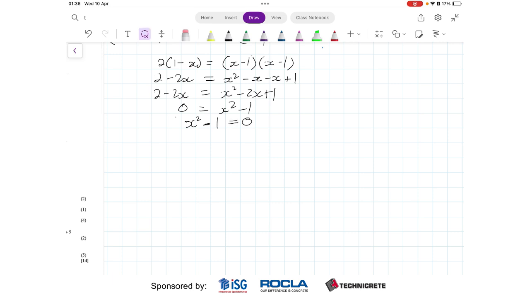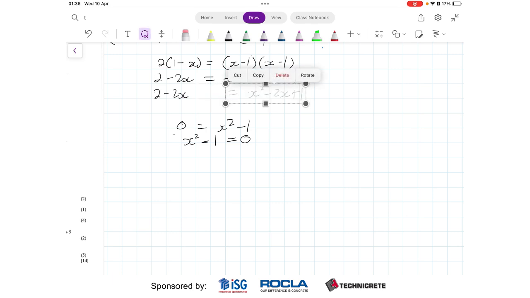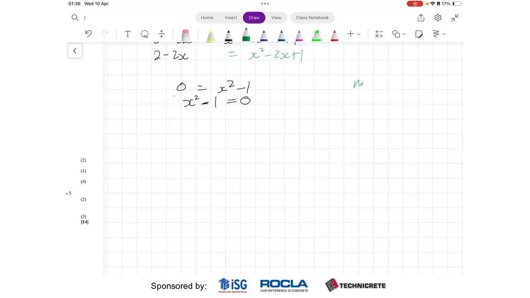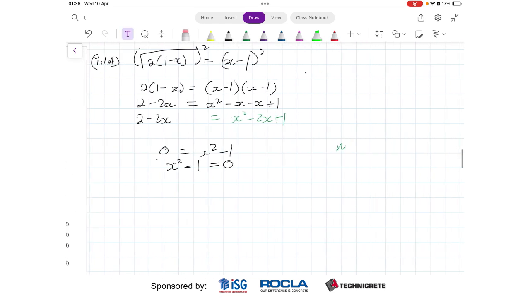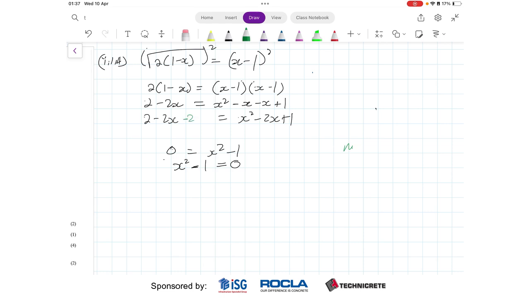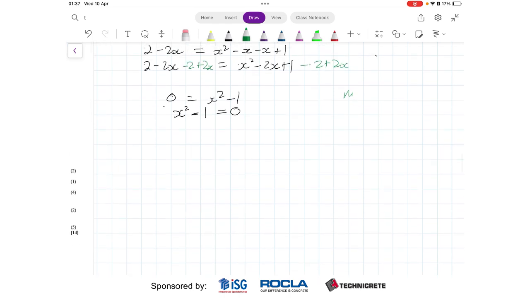It might seem like we have missed a step, but if you actually look at it, you will find that if you minus 2 and add 2x on one side, and you also minus 2 and add 2x on the other side, you find that this 2x and this 2x cancel, and 1 minus 2 is equals to minus 1, which is why we reached that conclusion.